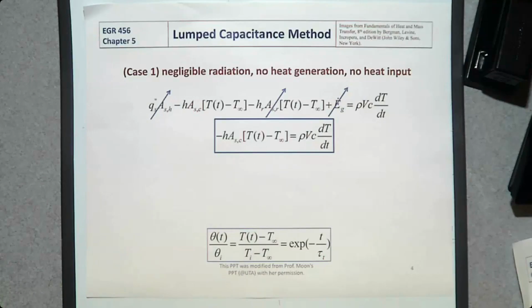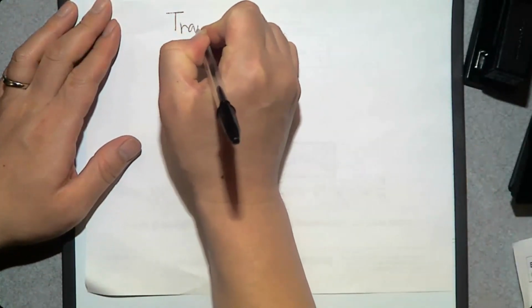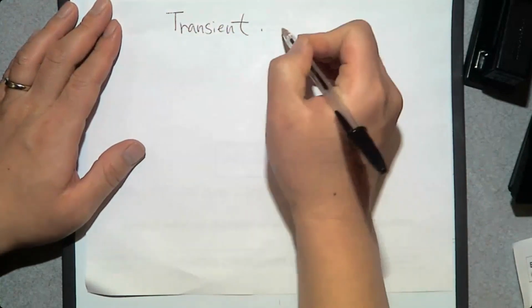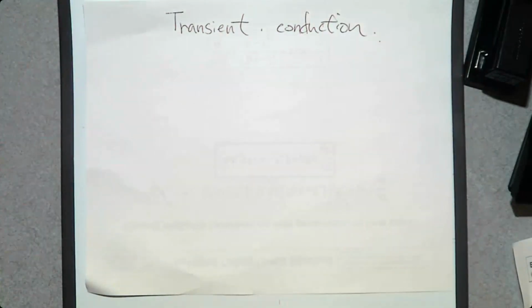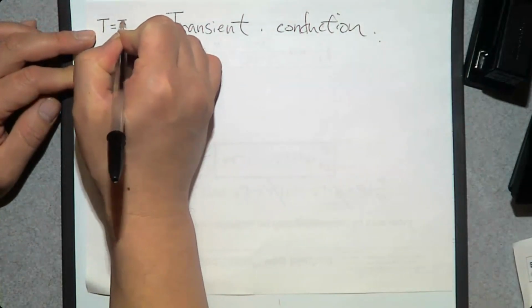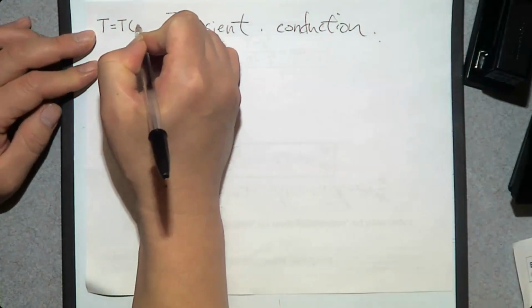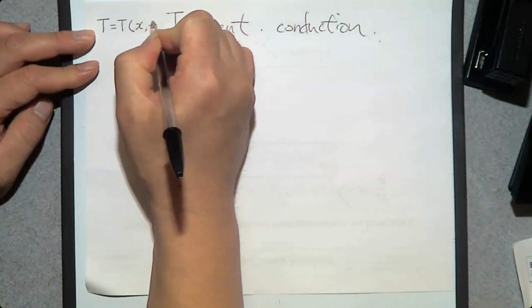Okay, so we were talking about the lumped capacitance method. Let me briefly explain what it is. When we have a transient heat conduction, that means the temperature is going to change in time. So the temperature is going to change in time and space. It depends on the location in the system and the time.